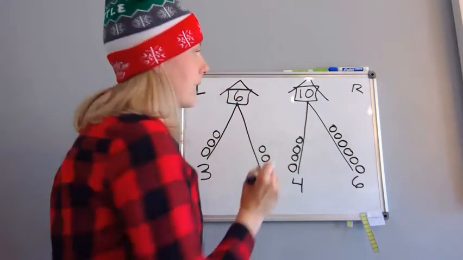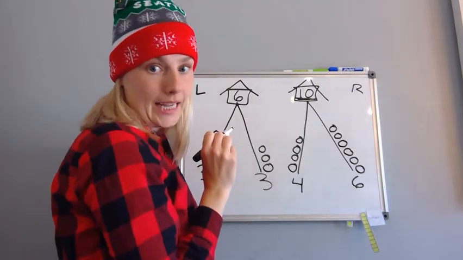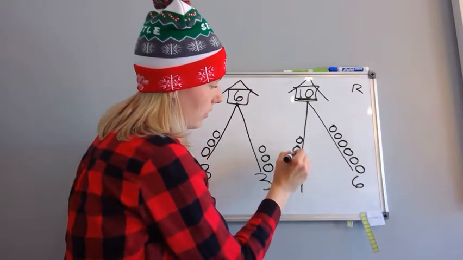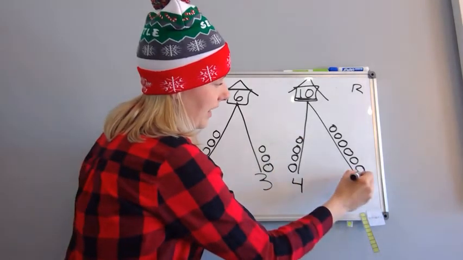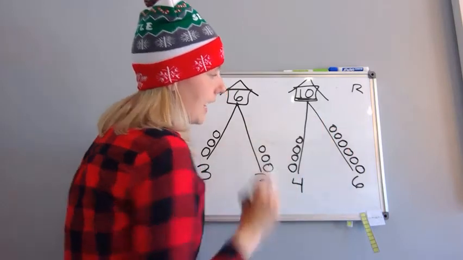Let's count to make sure we have how many total tiny tumblers? 10. Count with me. 1, 2, 3, 4, 5, 6, 7, 8, 9, 10.